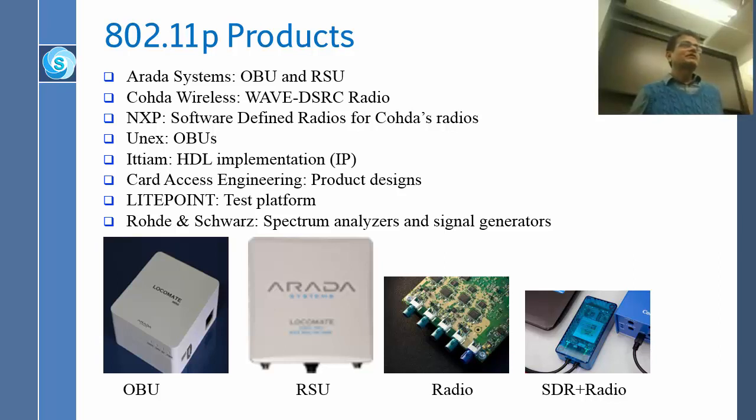Some companies don't sell any hardware, they just sell you a file, which in this case is an HDL implementation, a hardware implementation of something. Then you can implement it, you can make the chip yourself. Cohda Wireless sells the designs, LightPoint makes the test platforms, and then there's spectrum analyzers, etc. Some of these products are shown here.